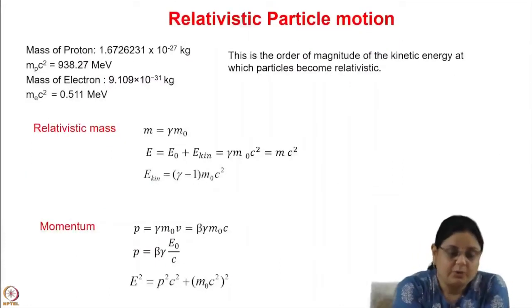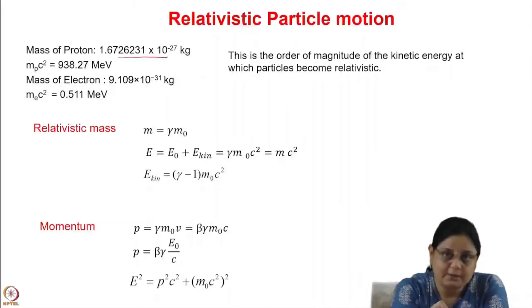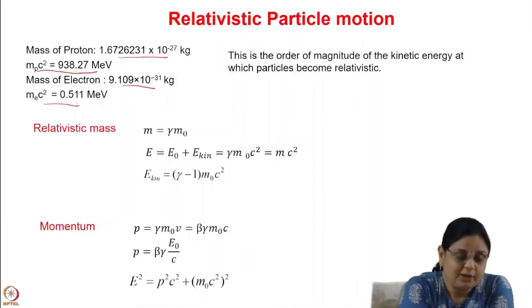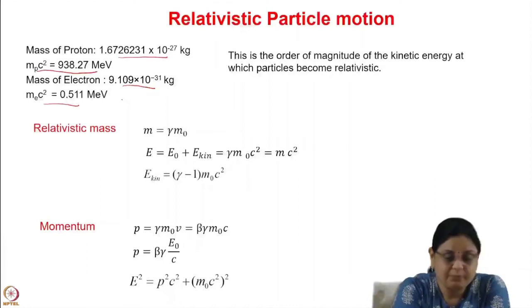Now, the mass of the proton, as you know, is 1.67 × 10^-27 kg, and similarly, the mass of the electron is 9.1 × 10^-31 kg. So here you can note that the mass of the proton is 2000 times the mass of the electron. So the electron is a light particle. You can calculate the rest mass energy in terms of electron volts for both proton and electron, and it is equal to 938.27 MeV for protons and 0.511 MeV for electrons.